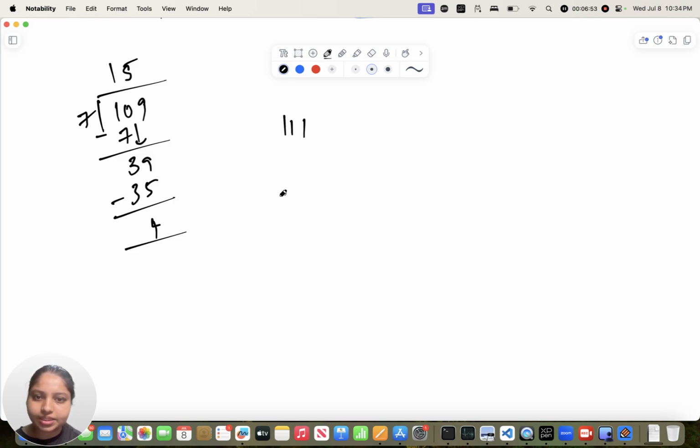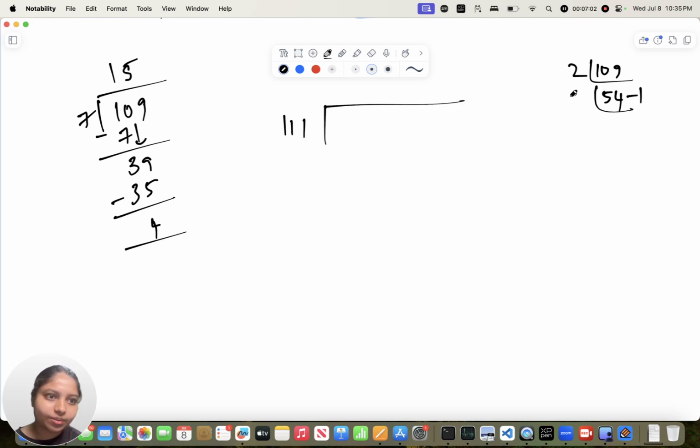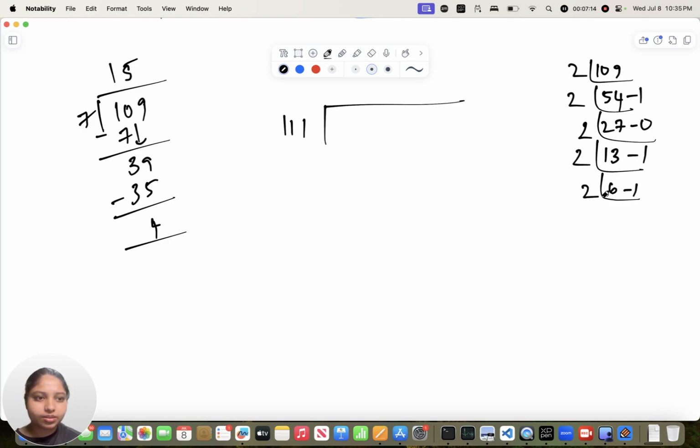So 7 is yet again represented using 111. 109 alone, let me just divide and find it out. So 2, 5s are 10, 4s are 8, and then we have a remainder 27, 0, and then 2, 2, 3 is 6, 13, 26, and then remainder 1, 2, 6, remainder 1, 2, 3, remainder 0, 2, 1, and 1. So the equivalent conversion that we had over here was 1, 1, 0, 1, 1, 0, 1. Got it?